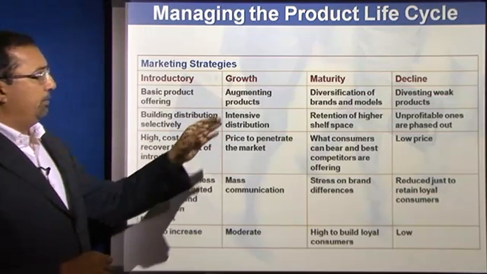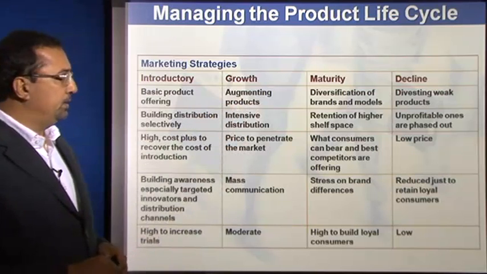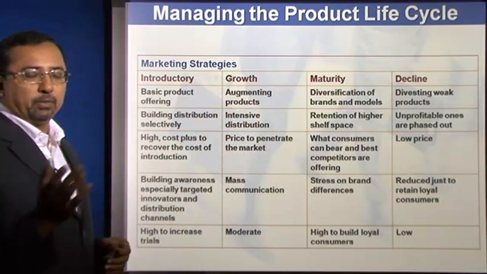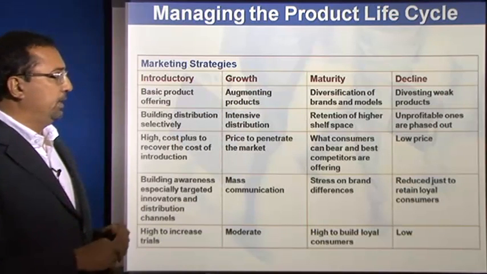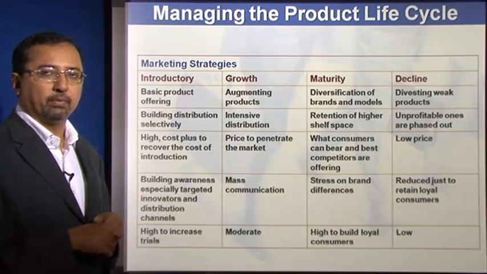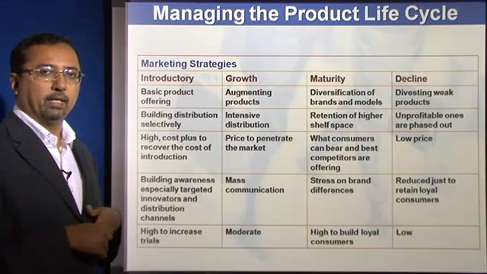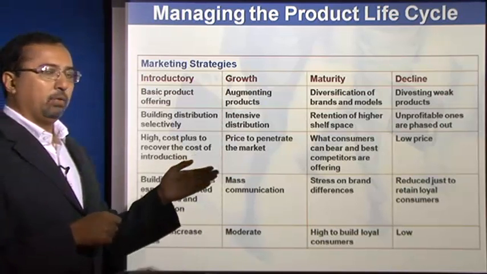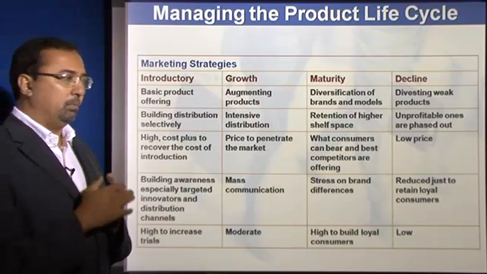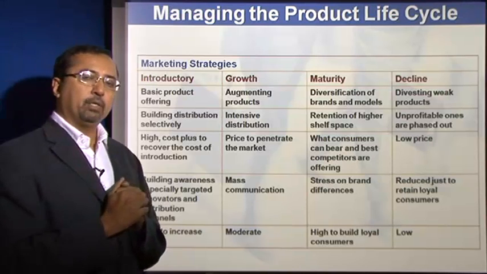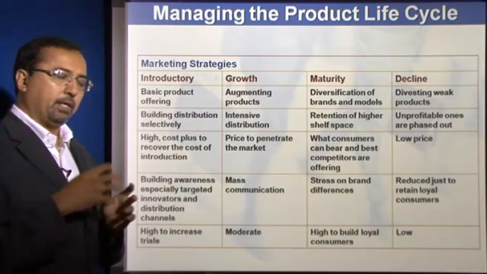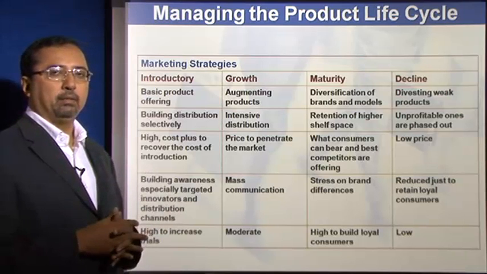And finally, if you look at the maturity and the decline stages, there's a lot more diversification of brands and models because competition is much more intense. There's a lot more jostling and battling for shelf space, for instance, if it's distribution led, channel led strategies. You can also look at pricing in terms of what customers can bear and match it to what competitors are doing, and you'll try to stress more and more on brand differences and try to build a loyal base of customers.